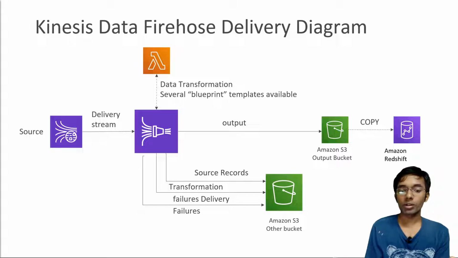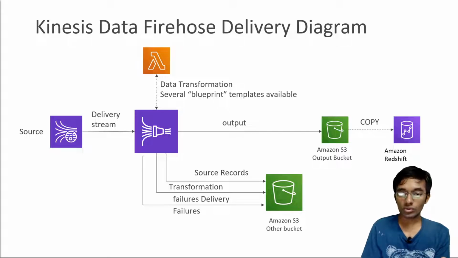In this example, it is an Amazon S3 bucket, but if you are using Redshift, then the data is going to be copied from Amazon S3 into Redshift. This is how Kinesis Data Firehose works for Redshift. And then finally, you can output the source records into another S3 bucket if you want to.